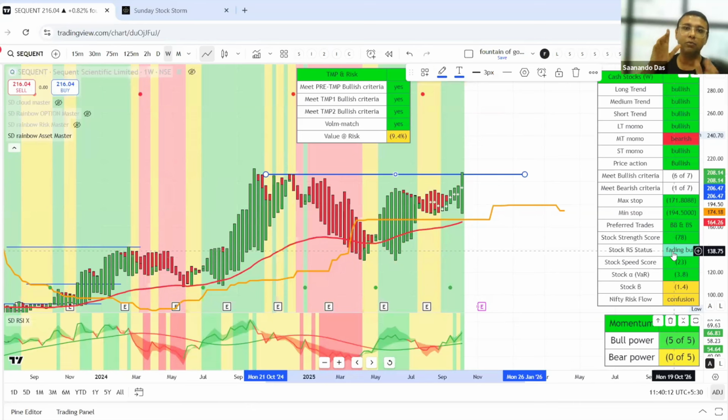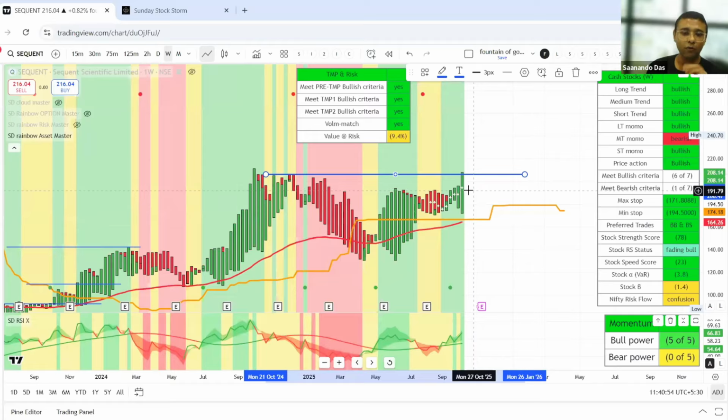Suppose, as I was saying, we pre-decide how much quantity will go for one stock. Suppose I've decided I'll put 60,000 rupees in this Sequent Scientific. And I decide my quantity exposure based on these readings. If the RS status is not there to support us, I will go a maximum of around 67 to 70% of that money into the stock. Means I'll not keep the 60,000, I'll keep around 40 to 42,000 in this stock.